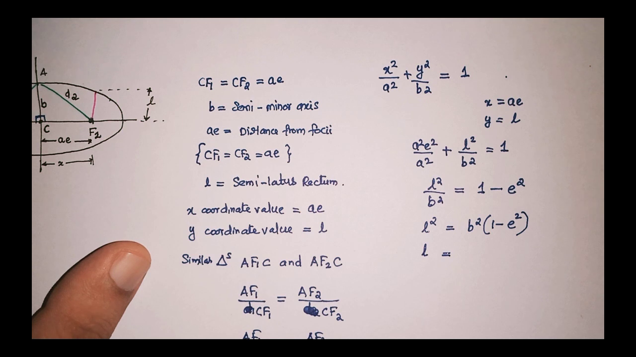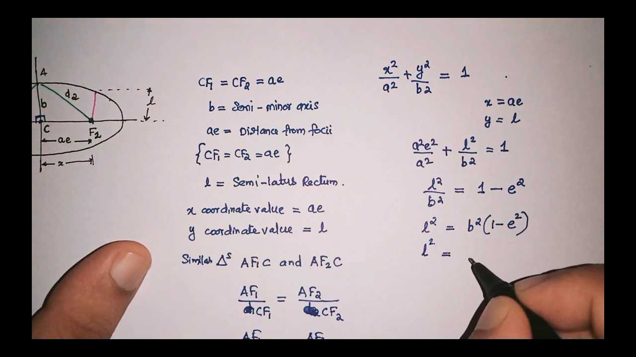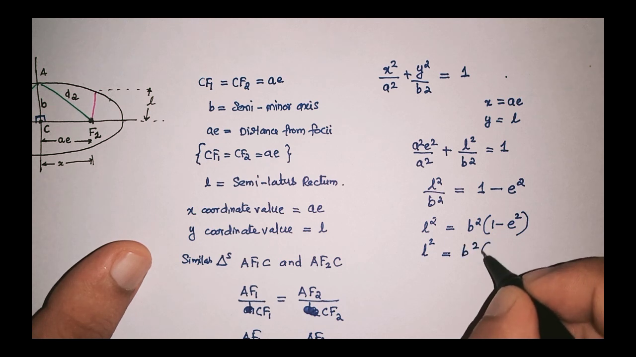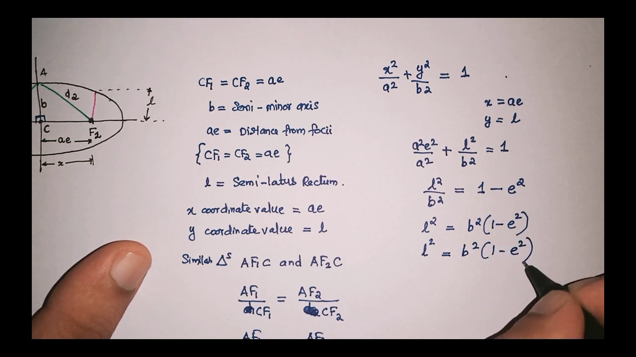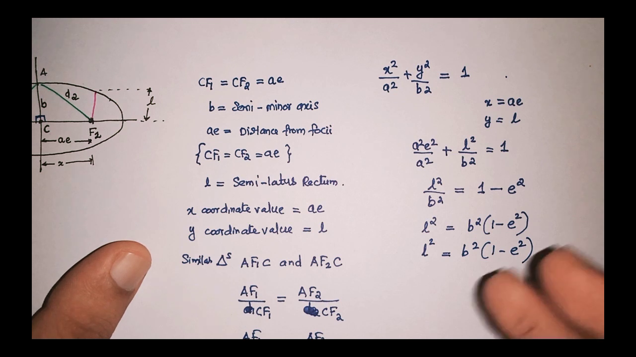But here what we need to do is keep this one aside. We'll just write L square is equal to b square into 1 minus e square, which will be kept as is. But we want to use this equation somewhere else.